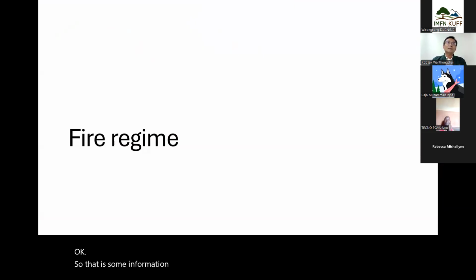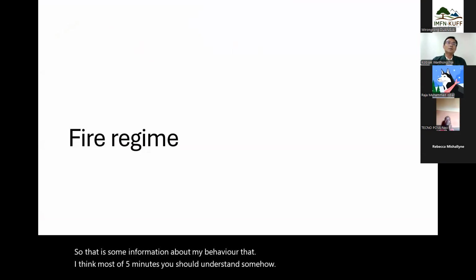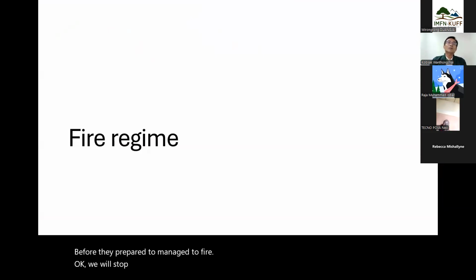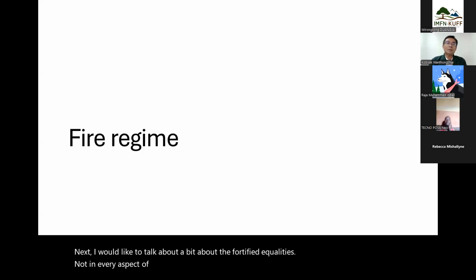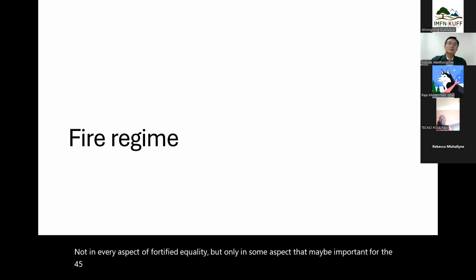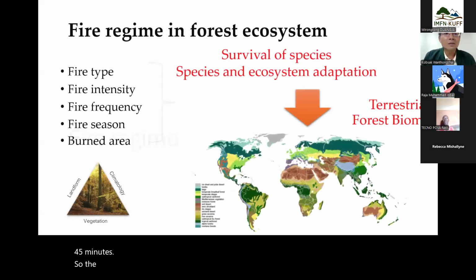Okay, so that is some information about fire behavior that I think most fire managers should understand before they prepare to manage the fire. Okay, we will stop talking about the forest fire basic science here. Next, I would like to talk a bit about forest fire ecology. Not every aspect of forest fire ecology, but only some aspects that may be important for forest fire managers. So the first thing I would like to talk about is what we call the fire regime.